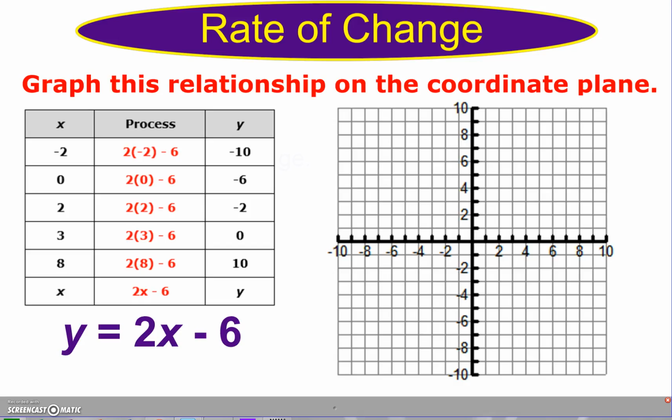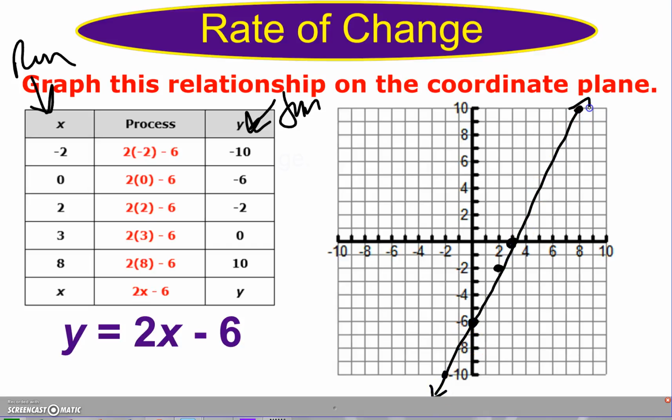So graph this relationship. Here's your x, this is your run, and here's your y, and that is going to be your jump. So I'm going to run to -2 and jump to -10 and put a dot. I'm going to run to 0 and jump to -6, run to 2, jump to -2, run to 3, jump to 0, run to 8, jump to 10. Right, and then you connect your lines. I cannot draw straight lines for the life of me. So there's our graph.